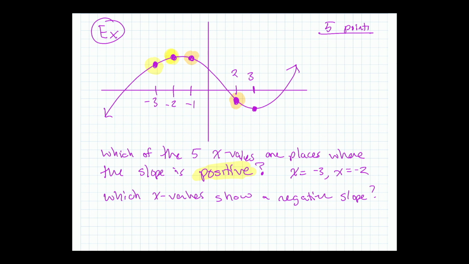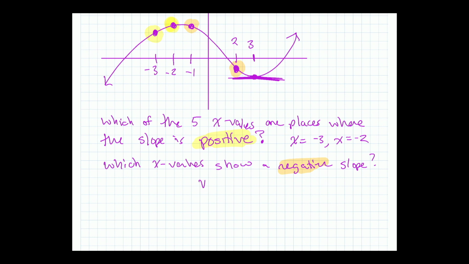What about at 3? I don't think so, right? At 3, it looks like the tangent line is like this. So that one is not negative. So if we're looking for a negative slope, just the two that I highlighted, which are x equals -1 and x equals +2.